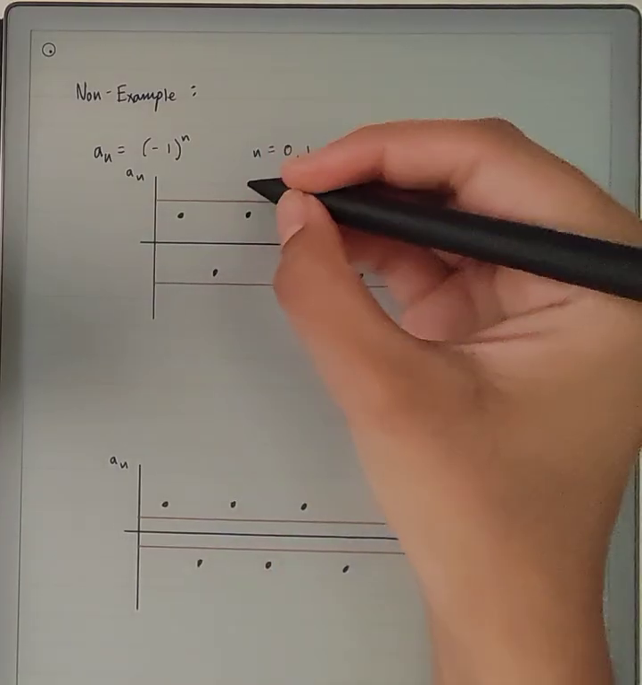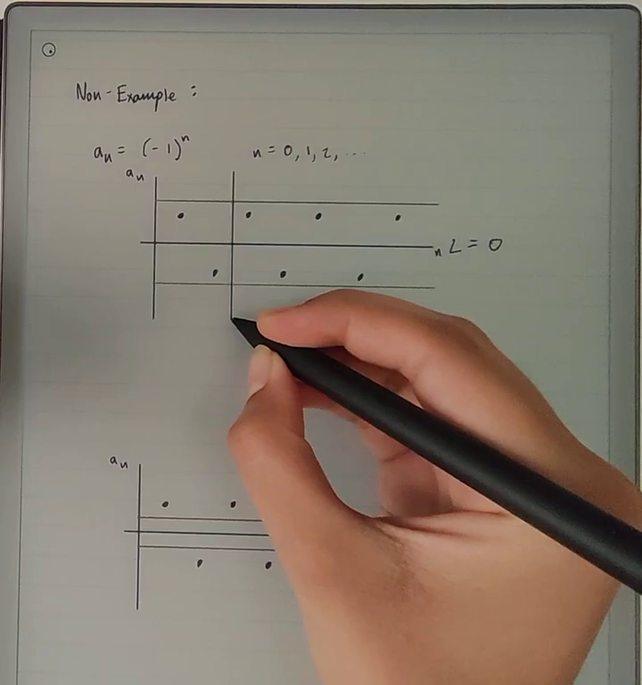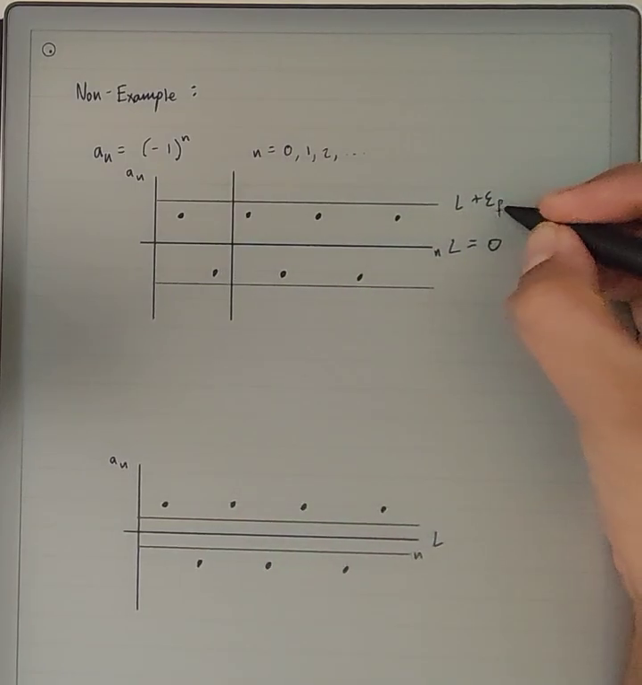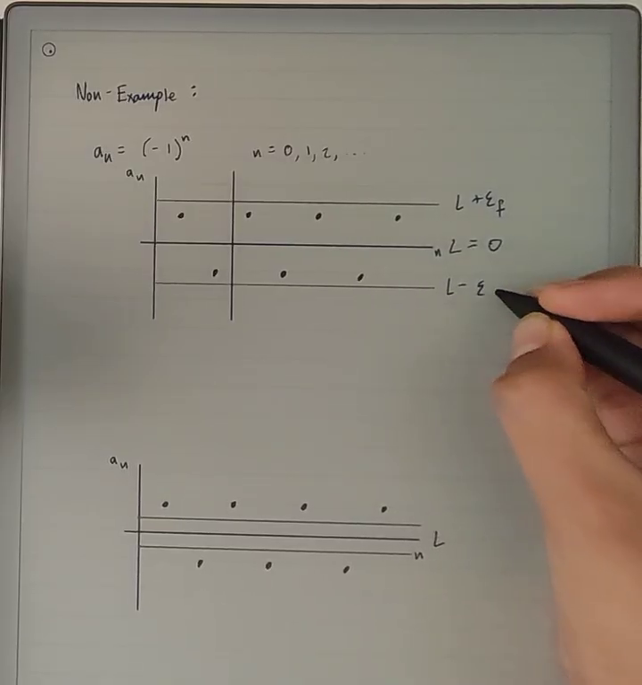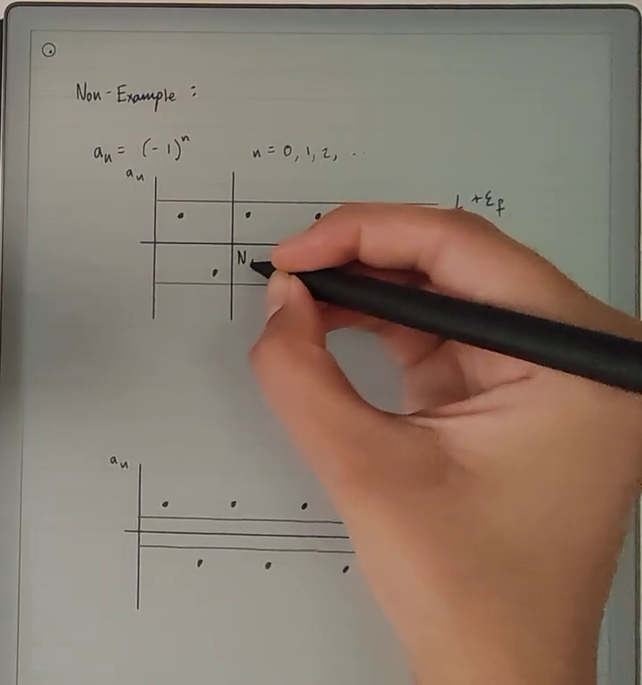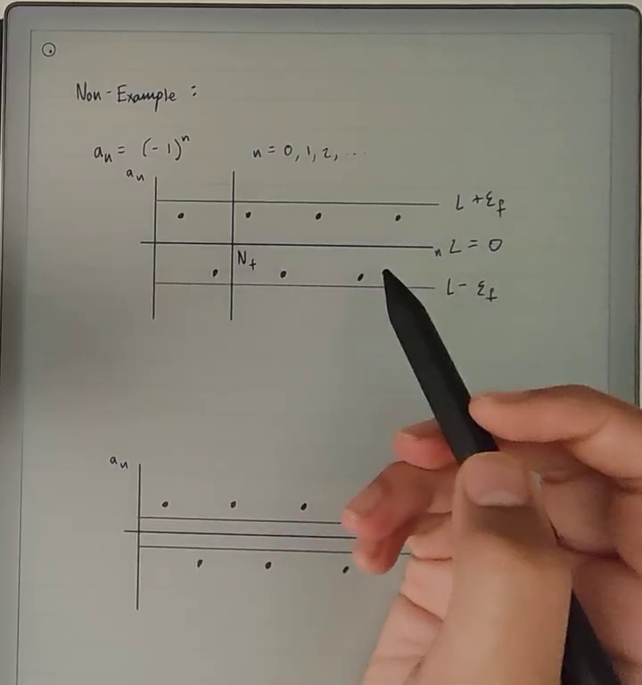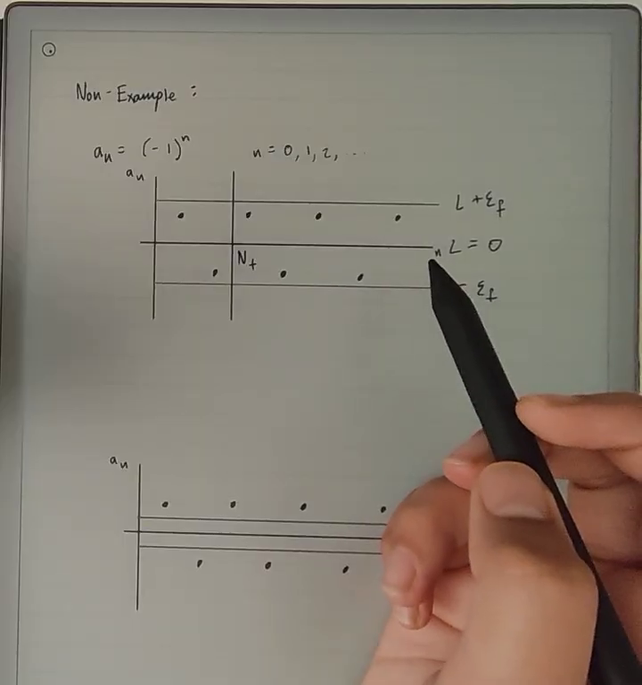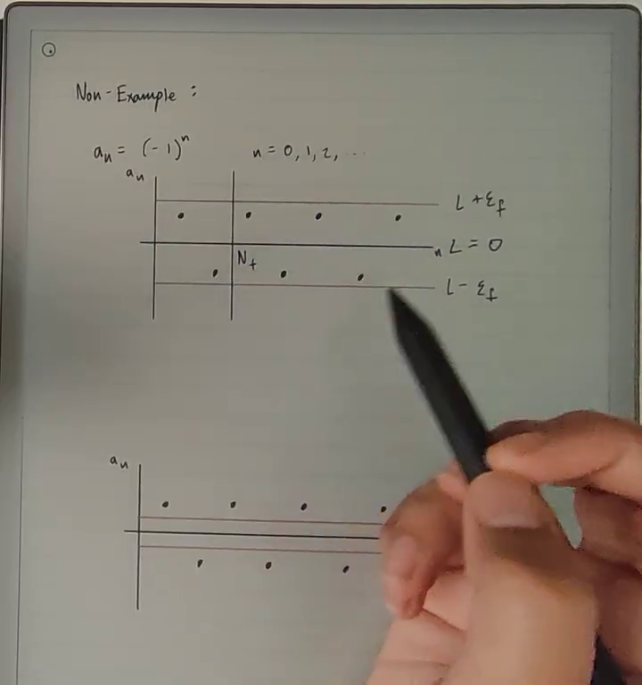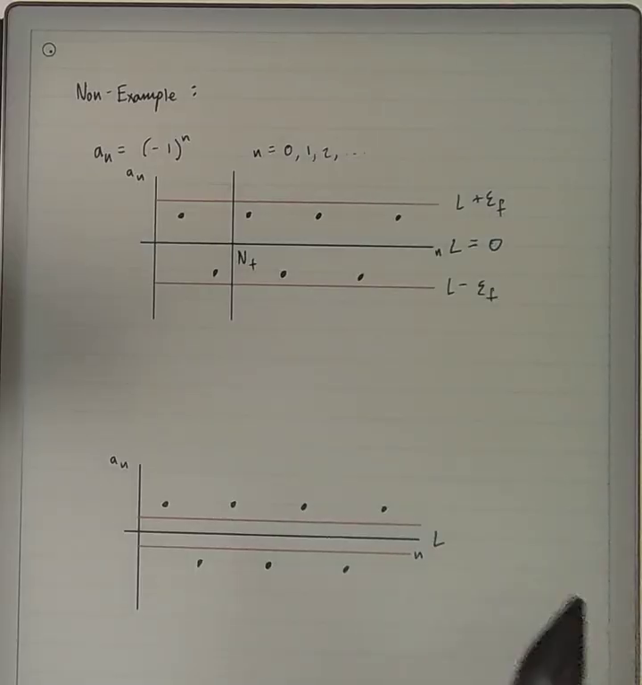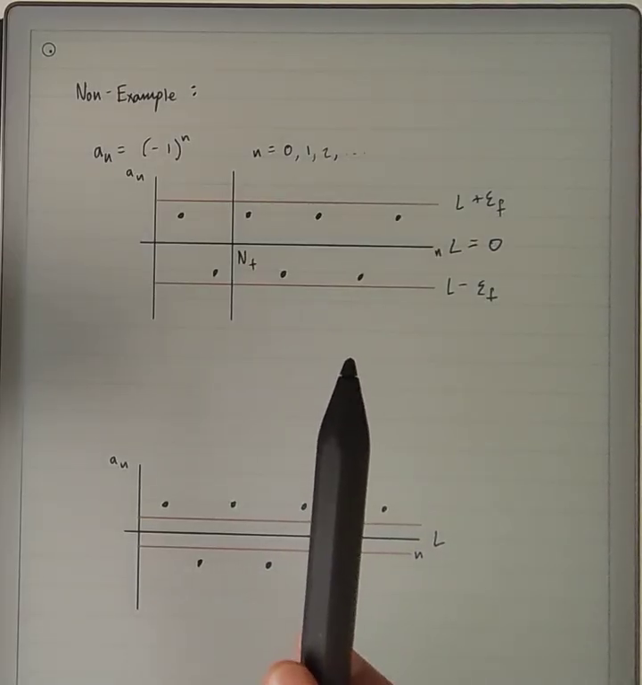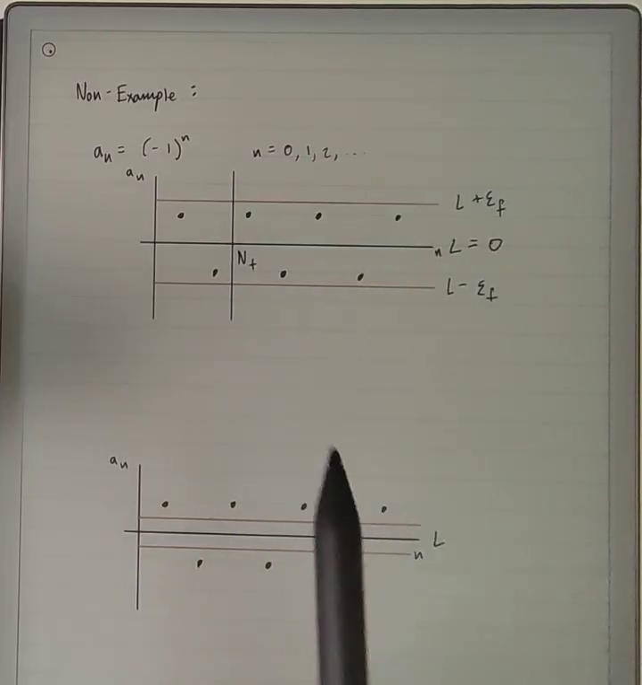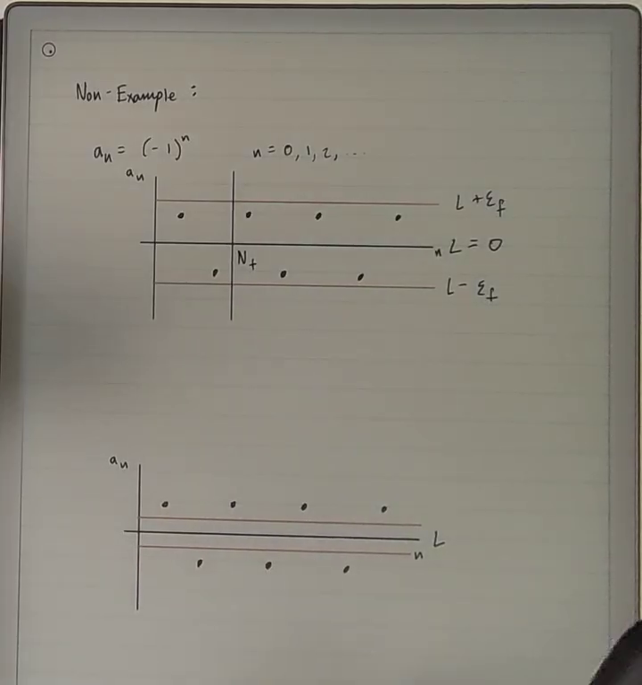So now let me set some n right here. So this can be L plus epsilon f, and this can be L minus epsilon f, and this can be n sub f. And then for every single element in the sequence that comes after n sub f, it falls within this epsilon neighborhood. So technically, right now we are meeting the definition of convergence. Now, because the definition of convergence says that we must find some value of n for every single epsilon greater than 0, let's try a different epsilon neighborhood.